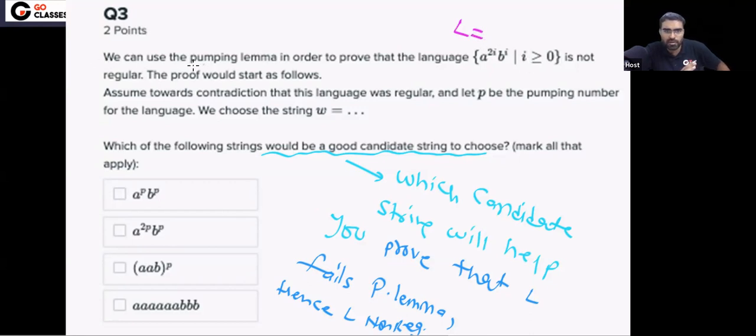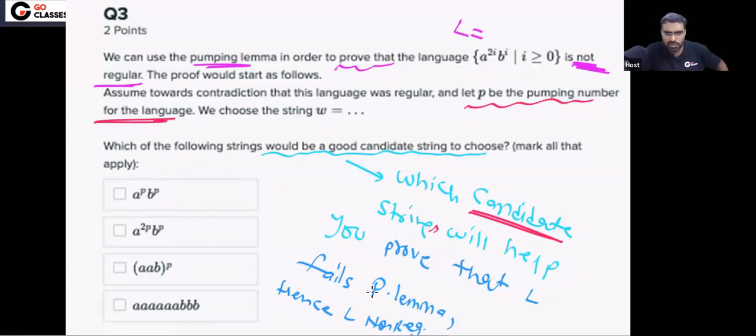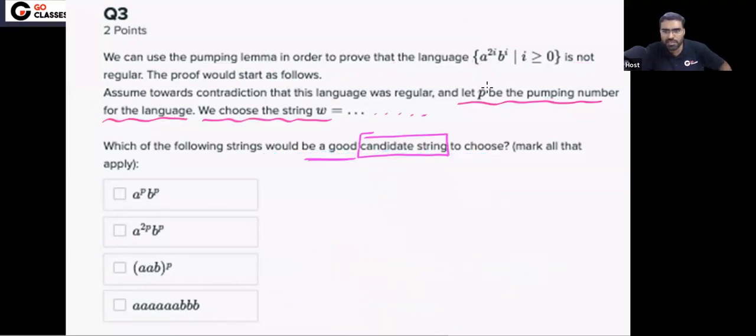We want to prove, remember, we are using the pumping lemma to prove that it is not regular. If you take P as your pumping length, then which candidate strings will help you prove that L is failing the pumping lemma? If L fails the pumping lemma, what can you say about L? That it is non-regular. So this is the question. Already P is given to you, this P is the pumping length. So tell me which string will violate?